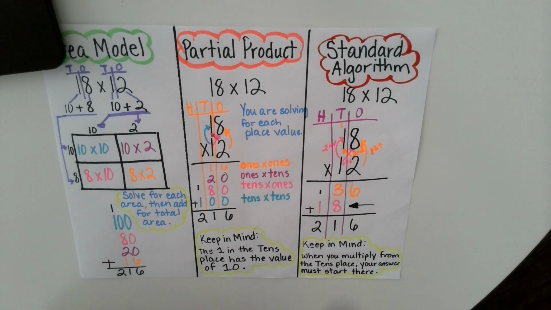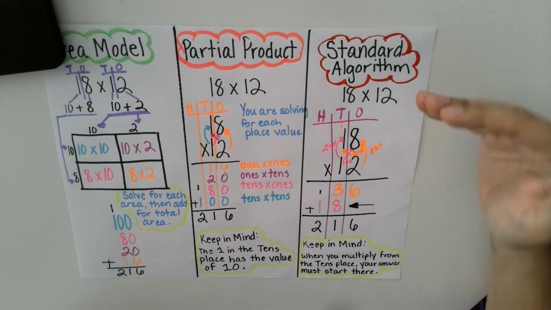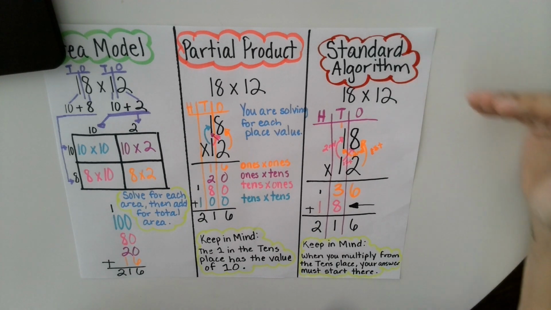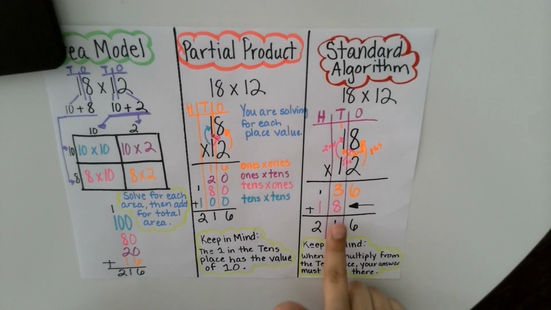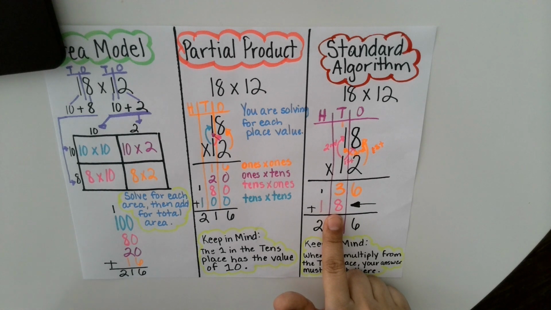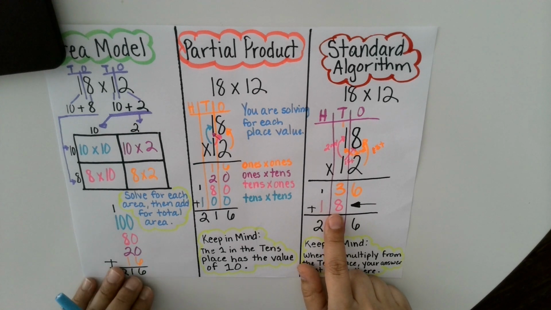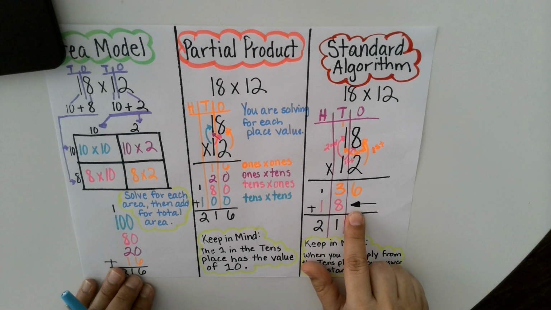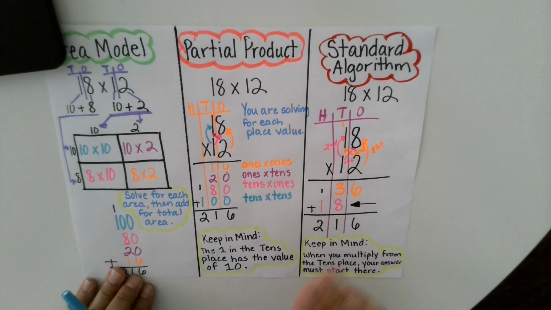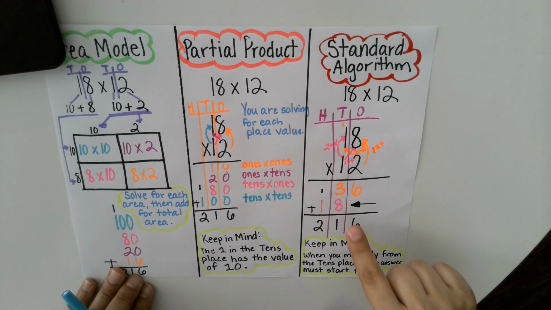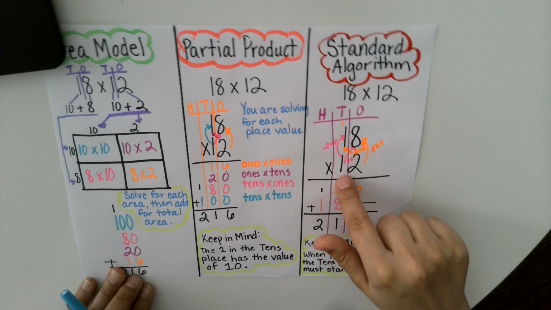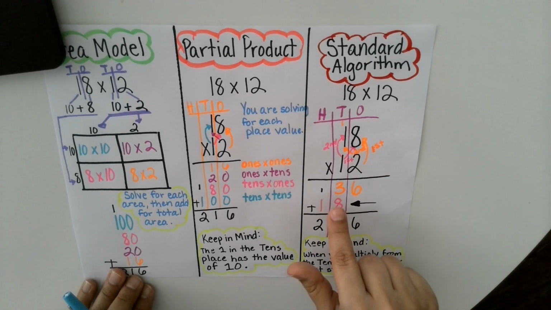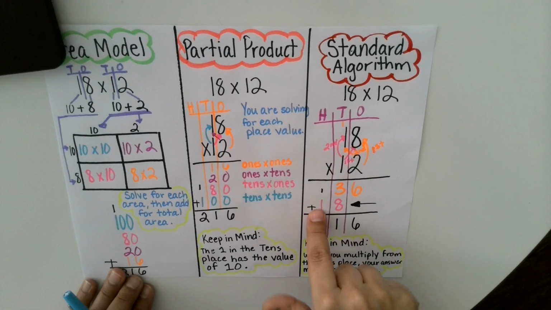Now, this is where I see most mistakes happening when we're going into standard algorithm. When we move on and start multiplying from the tens place, we must start recording our answers in the tens place. Oftentimes I see us putting our answer here, and while we're doing the actual multiplication right, our answer is off because we're starting our answer in the ones place. So here 1 times 8 is 8, 1 times 1 is 1.